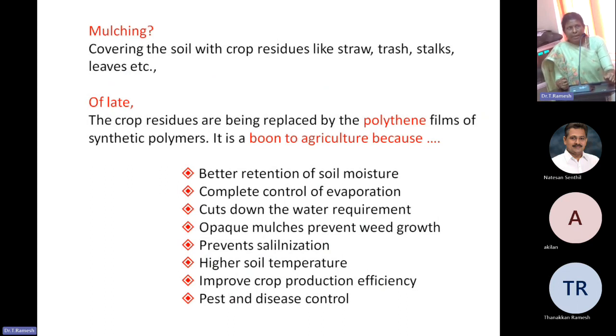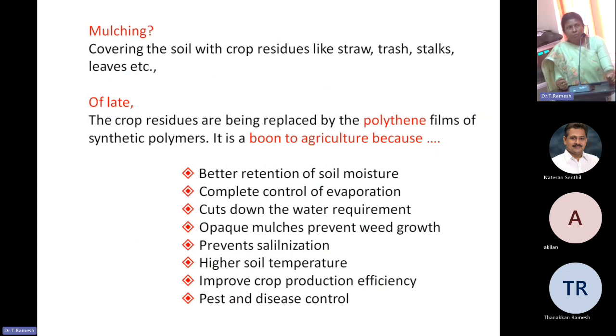So it is for better retention of soil moisture. There is complete control of evaporation; even the evaporated water will be condensed on the inner wall of the polyethylene and fall back to the ground. So water saving is huge under this polyethylene, and it cuts down the water requirement.